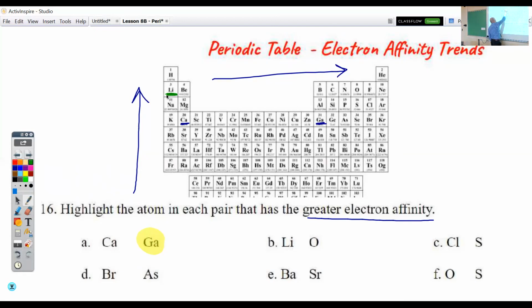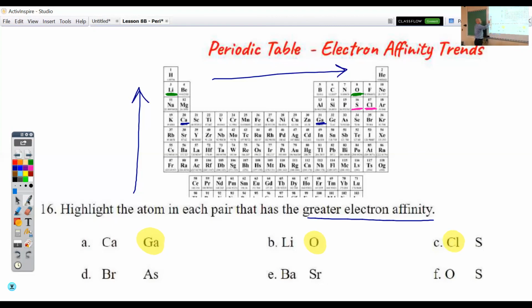Okay, the next combination that we're going to look at is lithium, which is right here, and oxygen, which is over here. Because oxygen is further to the right, we're going to say that oxygen has the greater electron affinity. The next combination is chlorine, which is right here, and sulfur. They're right next to each other, but chlorine is further to the right. So we're going to say chlorine has the greater electron affinity, whichever one is further to the right side.